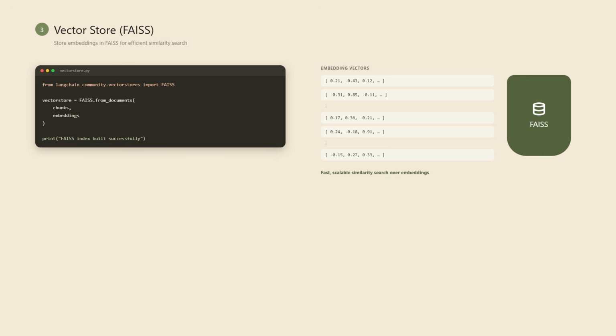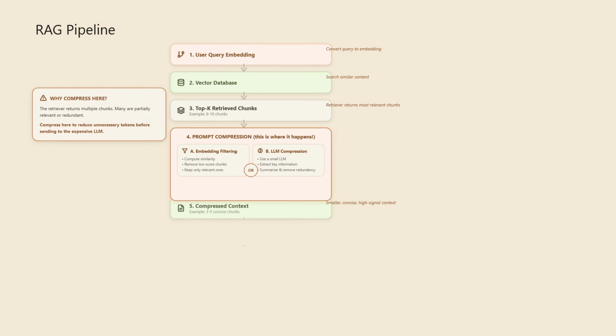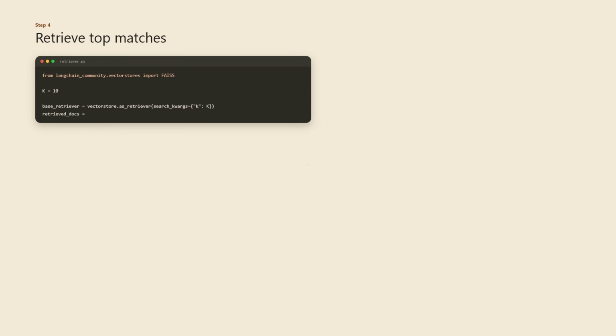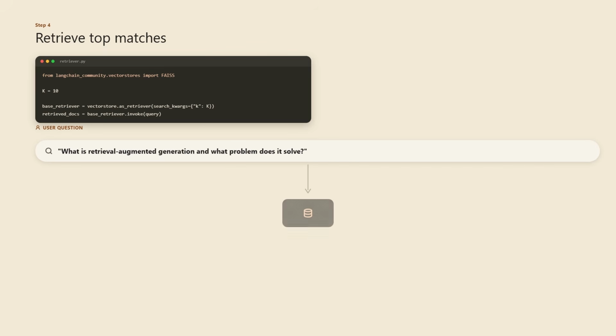Now we will see our RAG pipeline by putting everything together. When a user submits a query, we first convert it into an embedding and use it to search the vector database. The retriever then returns the top K most relevant document chunks. This is where prompt compression comes into play. We either filter out less relevant chunks using embedding similarity or compress each chunk using a smaller language model. The resulting compressed context is then passed to the larger language model, which generates the final answer. In this example, based on the user query, we're retrieving the top 10 matches. However, not every retrieved chunk is equally relevant.